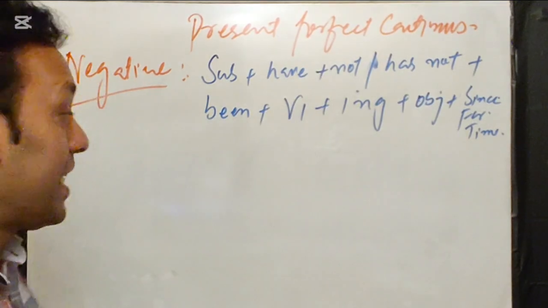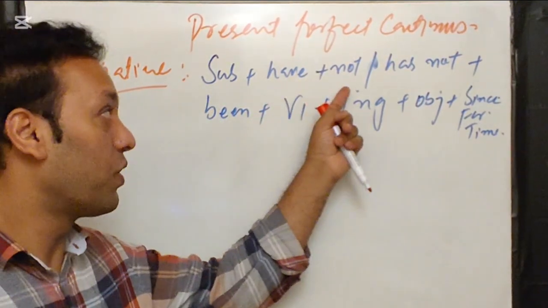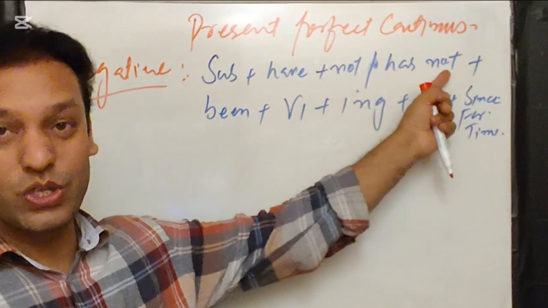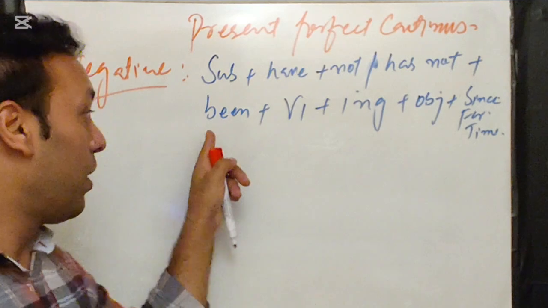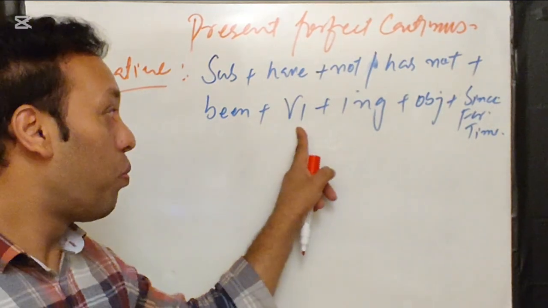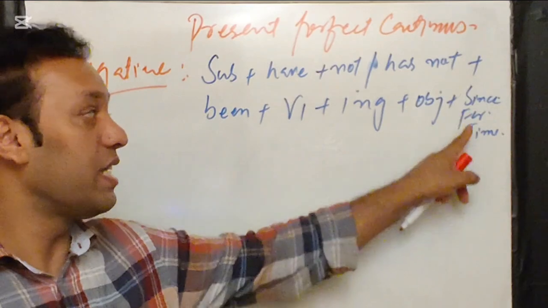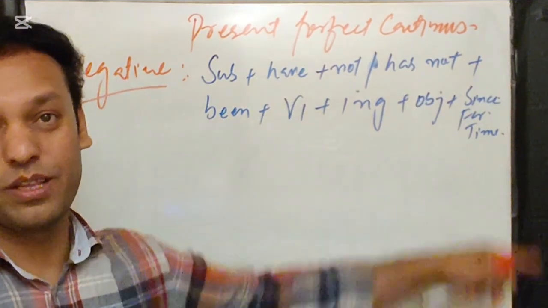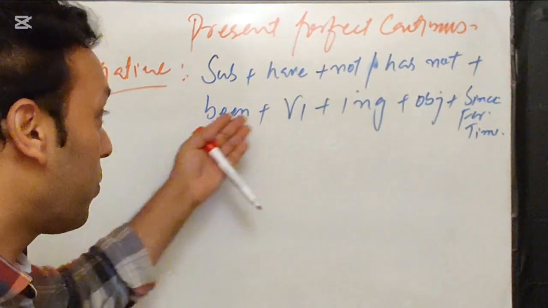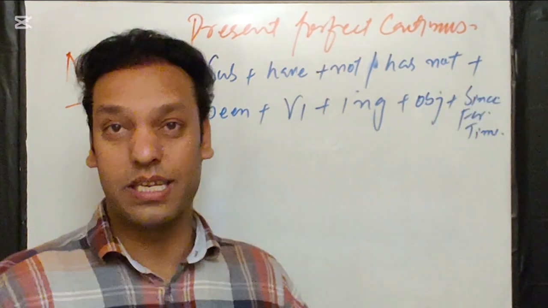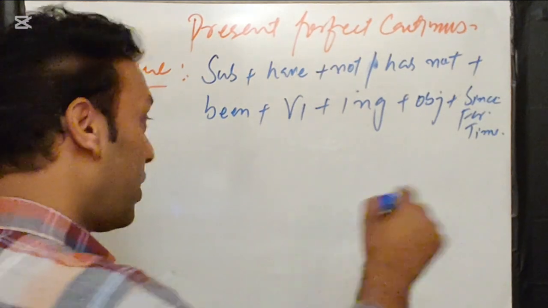So the first is the subject and second is have not, has not. Then you have to use been, verb first form with the ing and object, since, for, time. Okay, this is the formula. According to this formula, you can make sentences. So let's make four sentences.